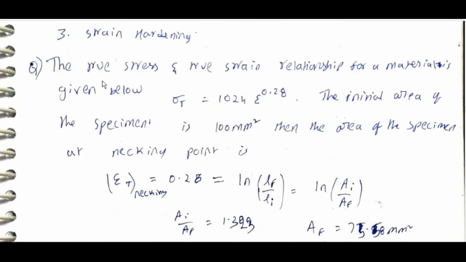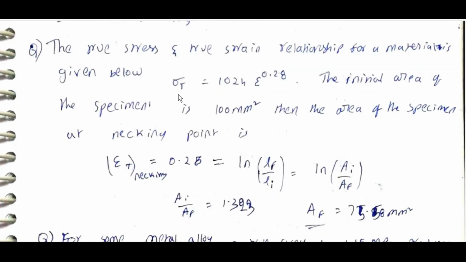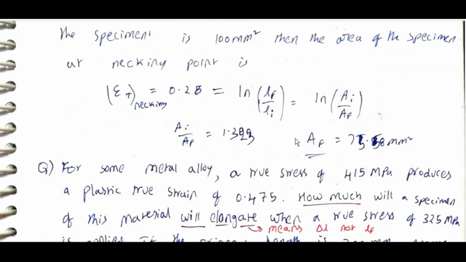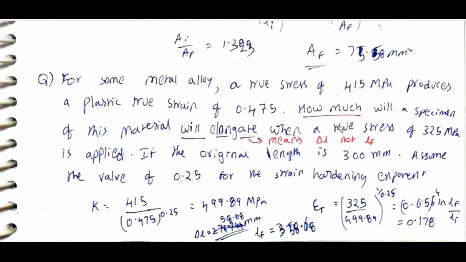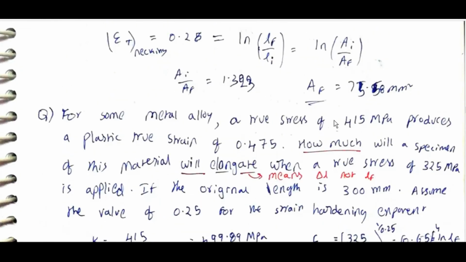True stress and strain relation is given below. Sigma t is equal to 10 times epsilon t whole power 0.8. The initial area of the specimen is 100 mm square. Then find the area of the specimen at the necking point. Epsilon true is equal to 0.28, which is equal to ln lf by li, which is equal to ln A0 by Af. From that we can get Af.